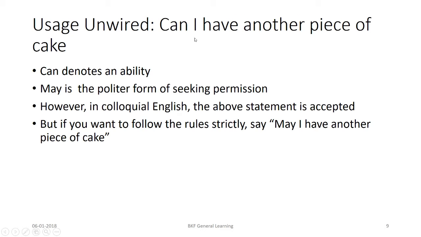Okay, so consider this sentence: can I have another piece of cake? Now, generally, what we have learned in our classes is can denotes an ability. So, generally, when we mean to seek permission, we make use of may rather than can. However, in colloquial English, the above statement is accepted.